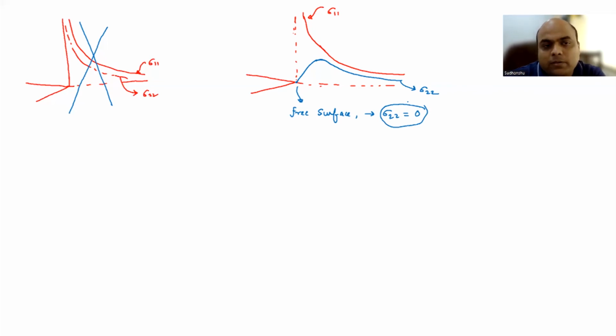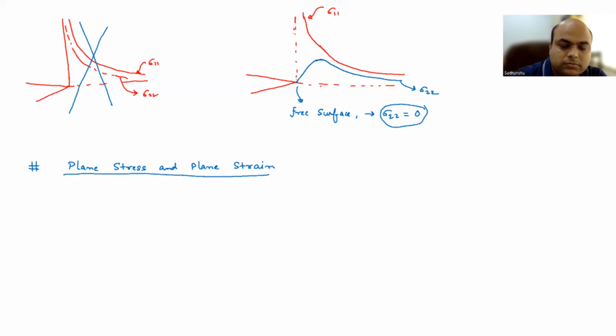So depending upon the stress condition, whether it is plane stress or plane strain, the variation of sigma 33 is going to be completely different. Okay. So first, let me try to explain in very short what is the difference between plane stress and plane strain condition. Okay. So plane stress and plane strain.